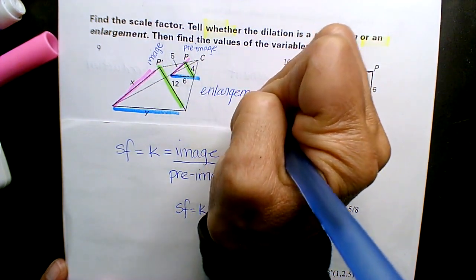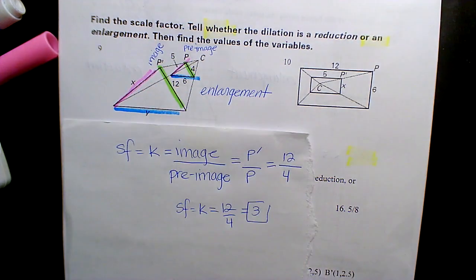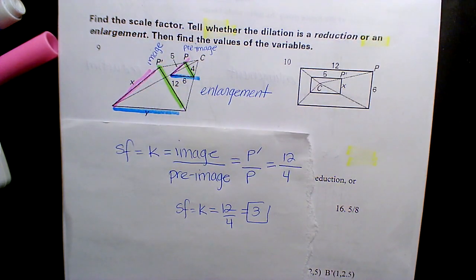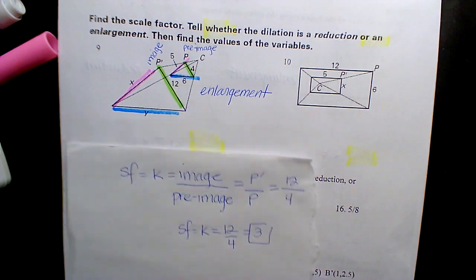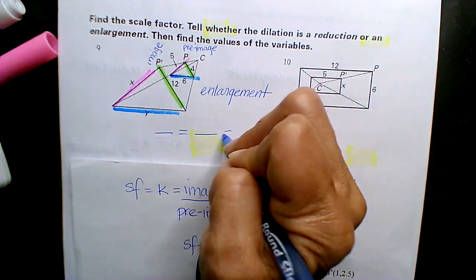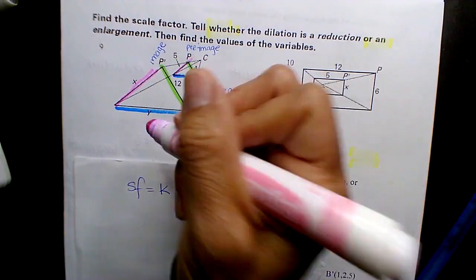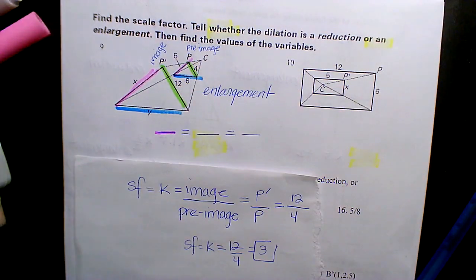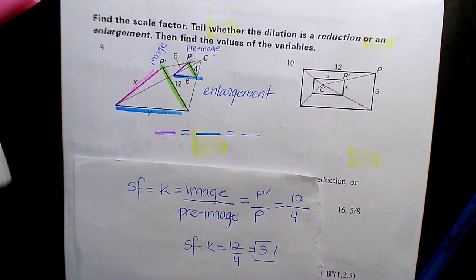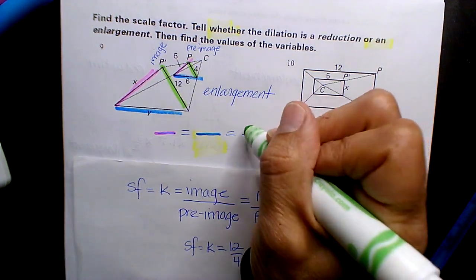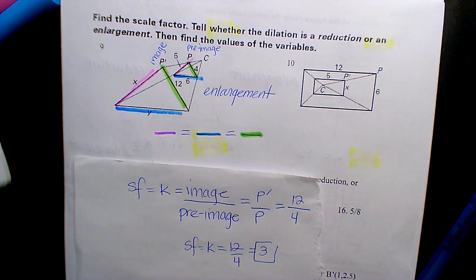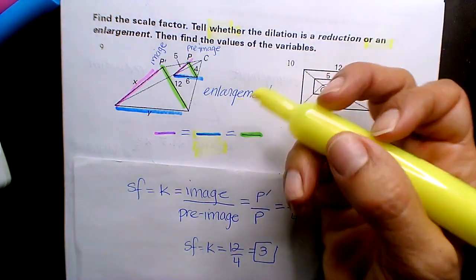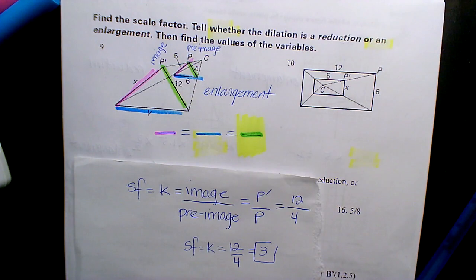And now you have to find your x and your y. And so again, you would set up your statement of proportionality. You're going to have a pink ratio, a blue ratio, and a green ratio. And remember, your green ratio we found over here, but that is going to be your scale factor. And then you solve it like we just did on the prior problem. Okay.